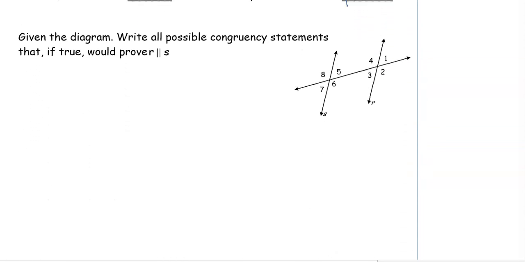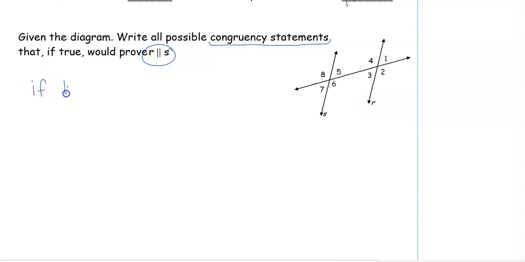So given the diagram, write all possible congruency statements. Remember, congruency means two things are congruent, so we're not including those supplementary relationships. Same side interior, same side exterior are supplementary, so that's not what we're talking about here. Write all possible congruency statements that, if true, would prove line R parallel to line S. So we're looking to see if lines R and S are parallel.